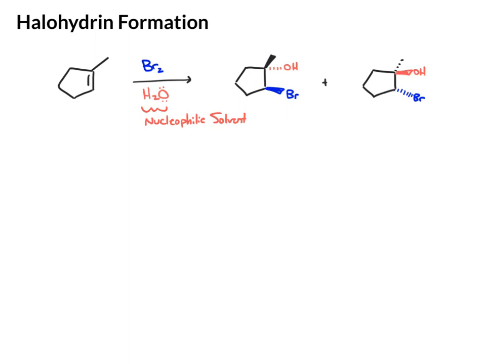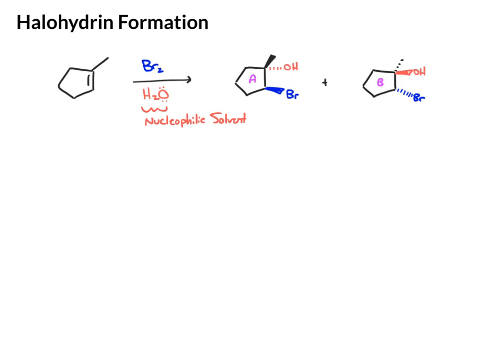So let's label these. I'm going to make this first one, we'll just call it product A, the second one product B. And we're going to look at the mechanism and talk about how we get these products, and also why don't we end up with the bromine at this more substituted carbon. It selectively goes to the less substituted carbon, and the OH is on the more substituted carbon.